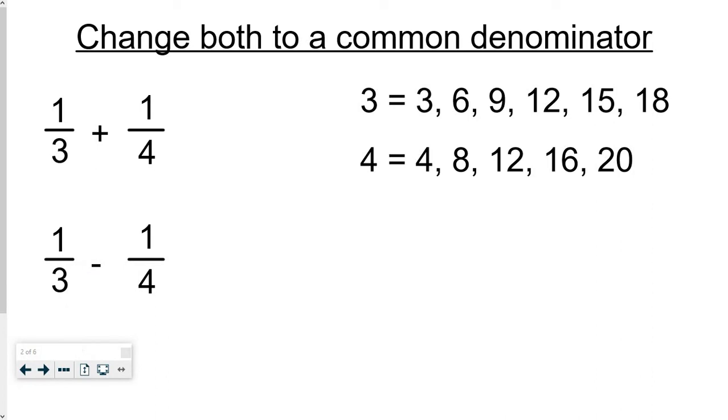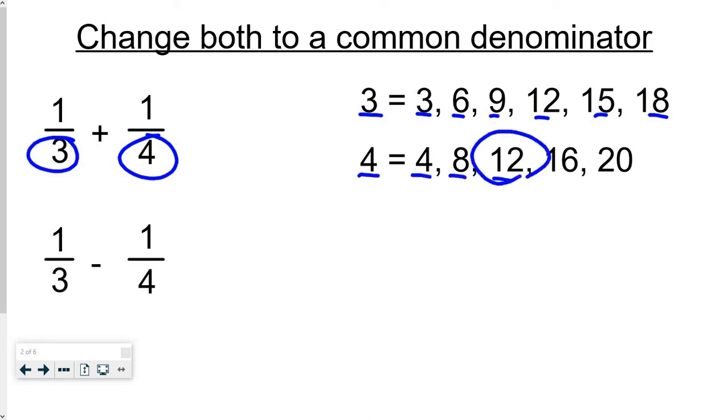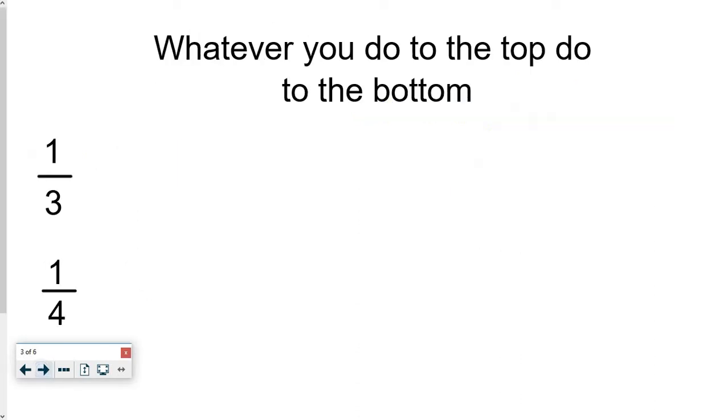But the numbers are the same. So we've got to find the common denominator of 3 and 4. We're going to multiply it out. So 3, 6, 9, 12, 15, 18. As we go through 4, 4, 8, 12, and 12. 12 shows up in both of them. So we can use 12 as the common denominator.